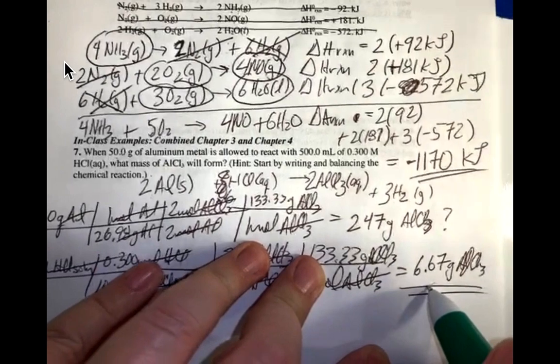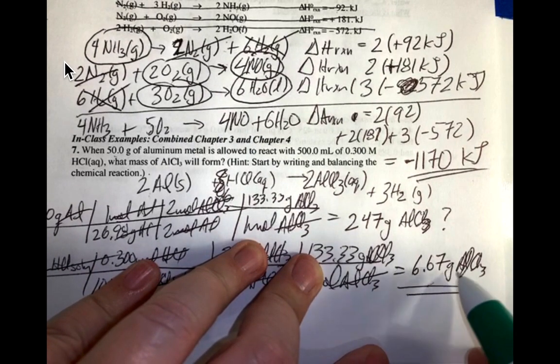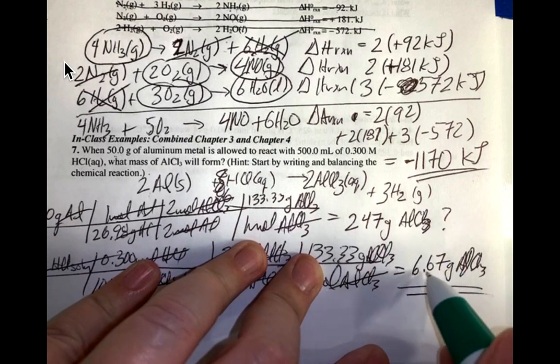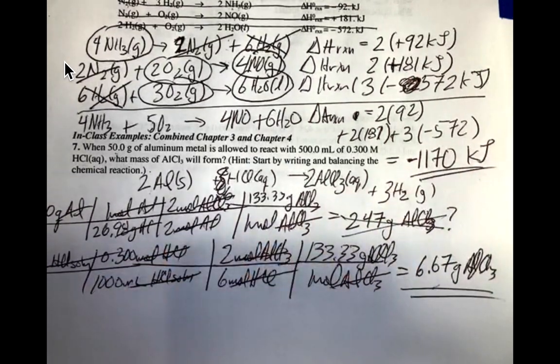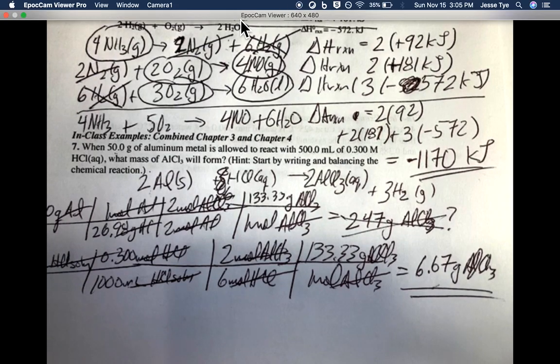Okay, and this is the smaller, so just like in chapter 3, the limiting reagent is whichever one gets the smaller yield. The smaller yield is the true theoretical yield, and then the other number is useless, so we predict 6.67 grams of aluminum chloride will be formed.